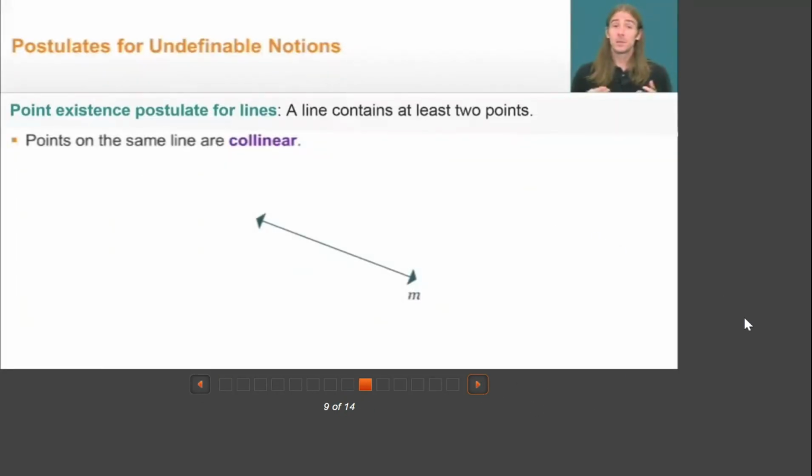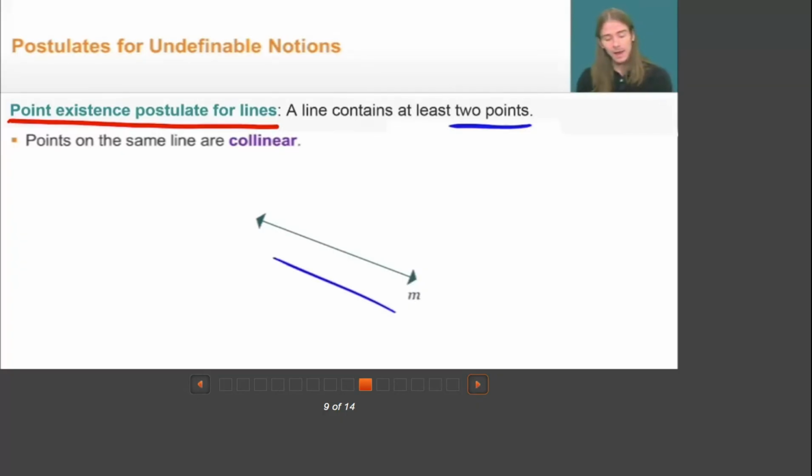Our first and possibly most important postulate that we'll learn about is the point existence postulate. Now, we already said that lines contain infinitely many points. That fact is derivable from this more primitive basic postulate, which says that a line contains at least 2 points. So if you take a look at this line right here, the postulate is telling me that I can always identify 2 points on the line. And I could call them A and B. And we could use those to refer to the line. I could say, okay, well, here's line AB by using that special notation.